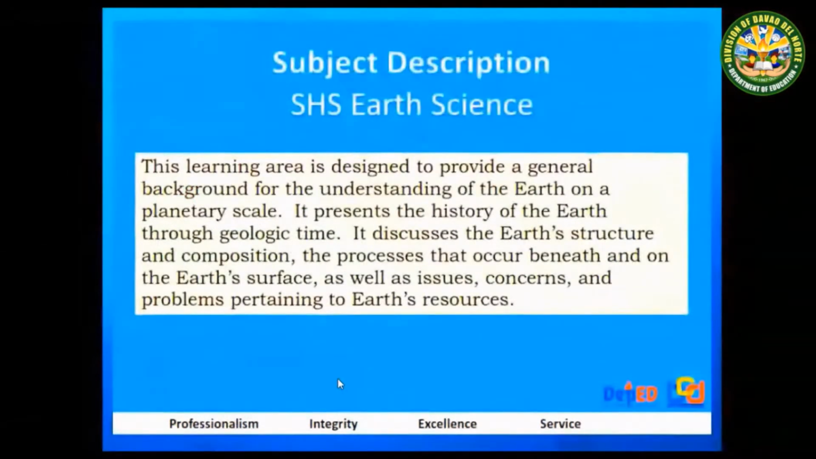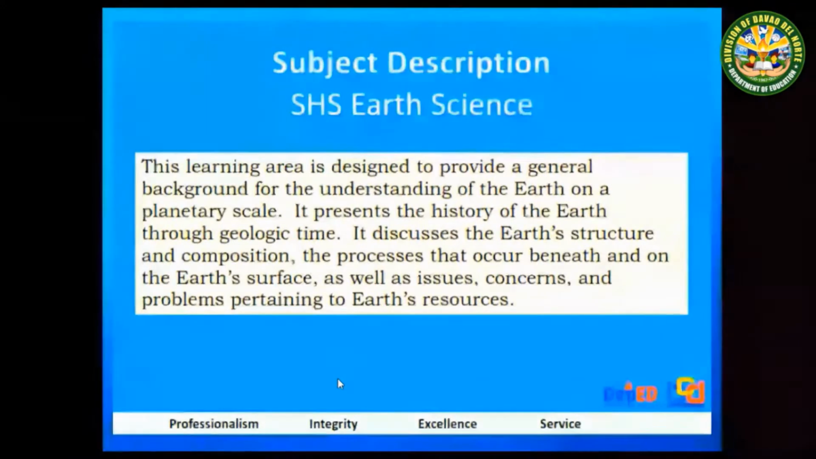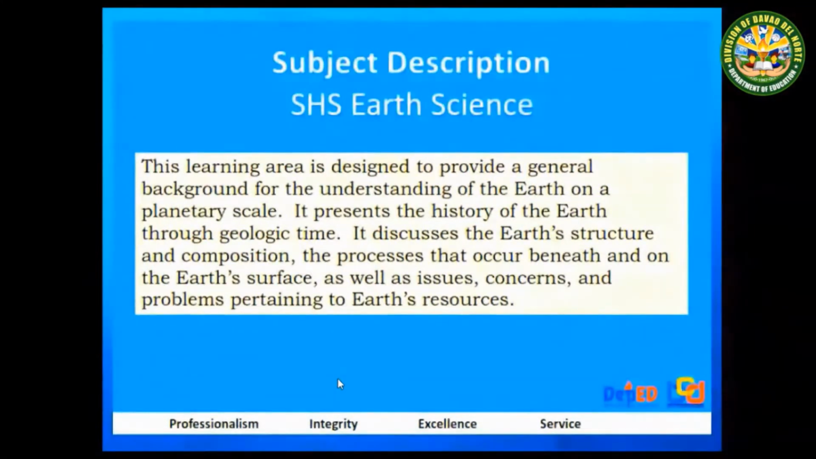Senior high school Earth Science. This learning area is designed to provide a general background for the understanding of the Earth on a planetary scale. It presents the history of the Earth through geologic time. It discusses the Earth's structure and composition, the processes that occur beneath and on the Earth's surface, as well as issues, concerns, and problems pertaining to Earth's resources.